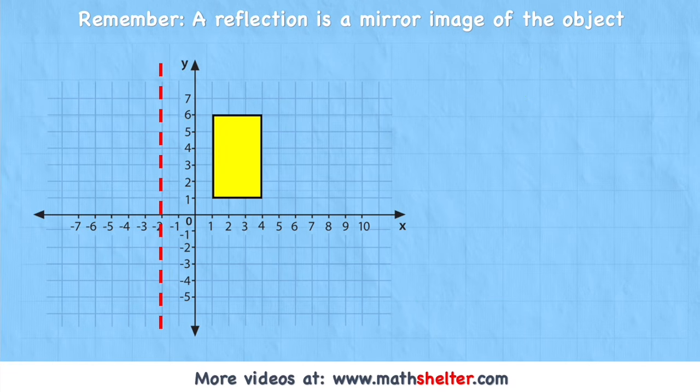So let's have a look at that on a graph. And we can see we have the mirror line now down here. And this mirror line now has a very special name because we're on a graph. And what we're doing now is we're actually finding the equation of the line.